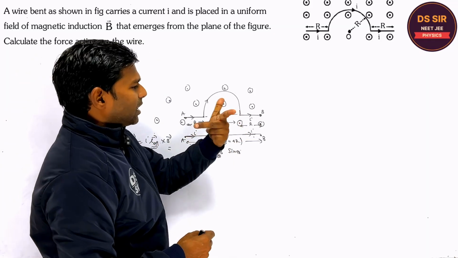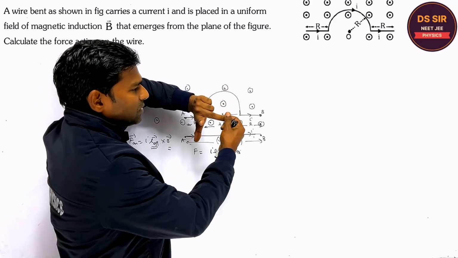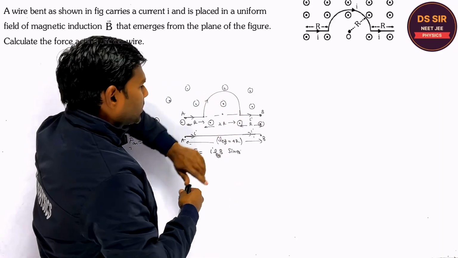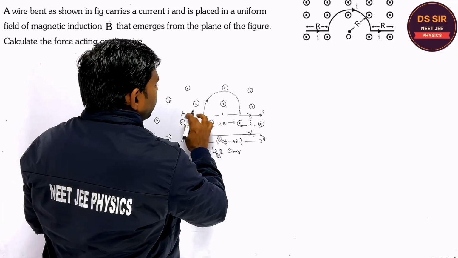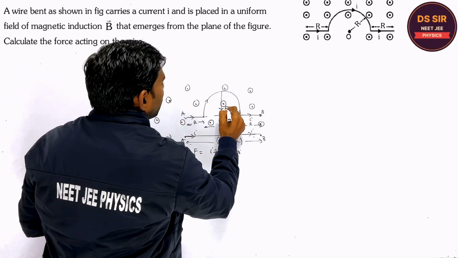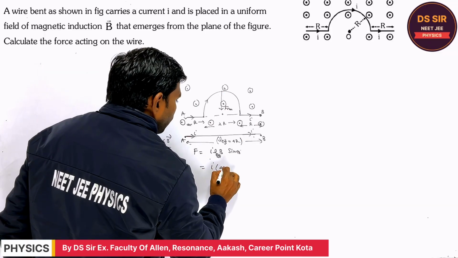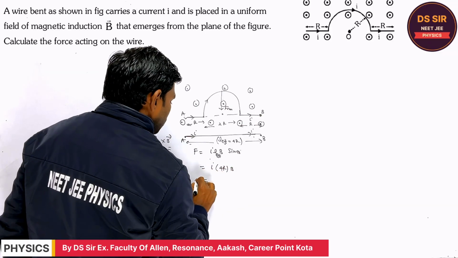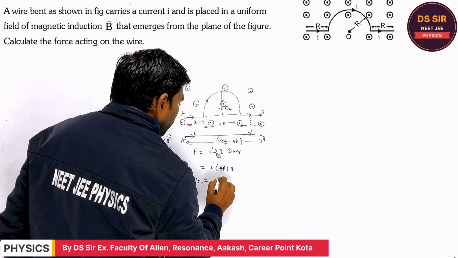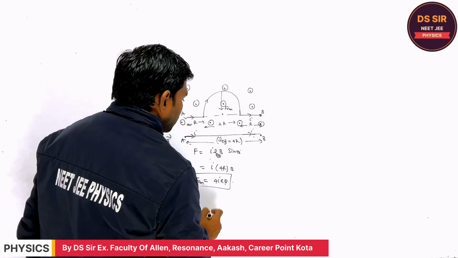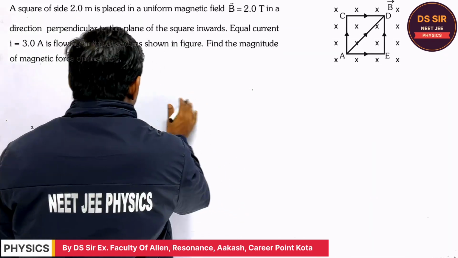For example, the magnetic field is out of the board, and the current flowing is in this direction. The magnetic force will act in the downward direction, right? So on this wire, the magnetic force acts in the downward direction. The current is I, the length is 4R, and the field is B. So the magnetic force is 4IRB. Is it clear or not, you tell? Yes. Right.